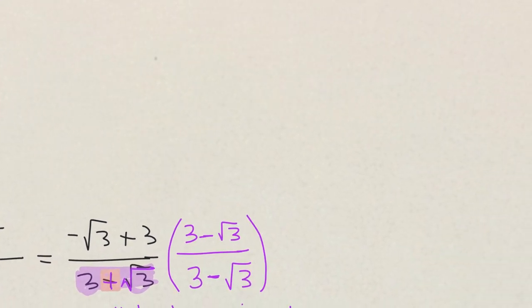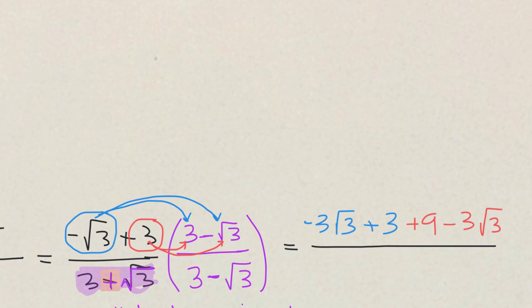Okay, so now follow the arrows as we multiply this out. I'm going to do negative root 3 times 3, and negative root 3 times negative root 3. And then I'm going to come back and do normal 3 times 3 and normal 3 times negative root 3. And now let's do the same thing on the bottom. Okay, we're going to multiply this 3 times both of my terms. Then I can multiply my root 3, positive root 3, by both of my terms. Okay, and this is what we get.